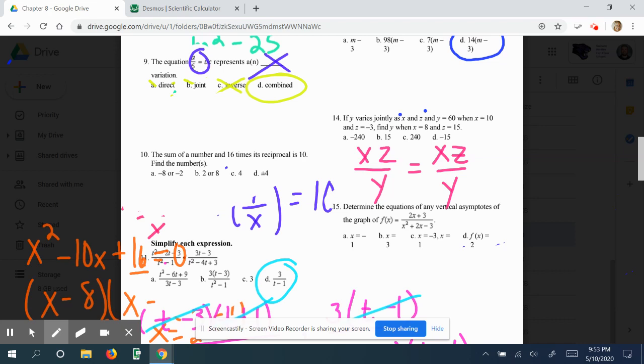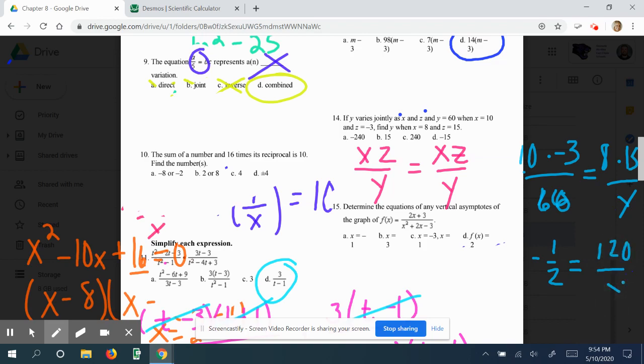Okay, so if I do that, I'll substitute in my values. x is going to be 10, z is going to be negative 3 over 6. Excuse me, 6. And then over here, x is going to be 8, z is going to be 15, and y is going to be y. We don't know what it is. So we go 10 times negative 3 is negative 30 divided by 6. So this is negative 1/2 is equal to 8 times 15, which is 120 over y.